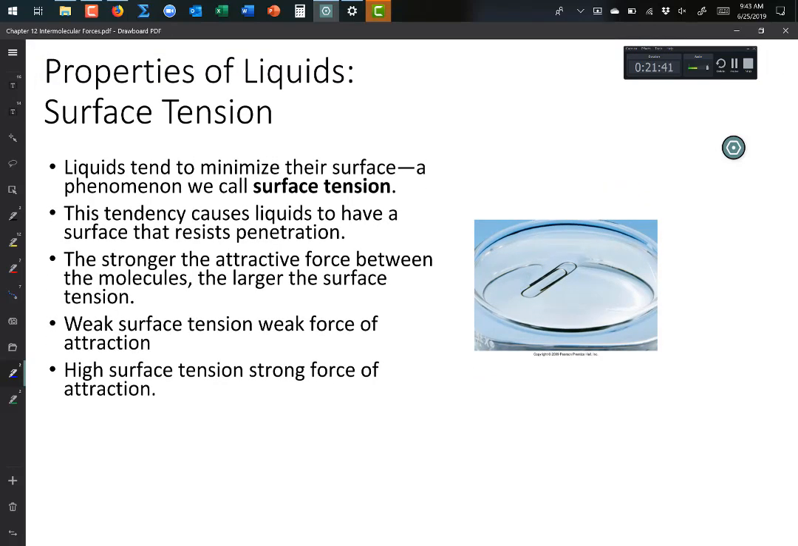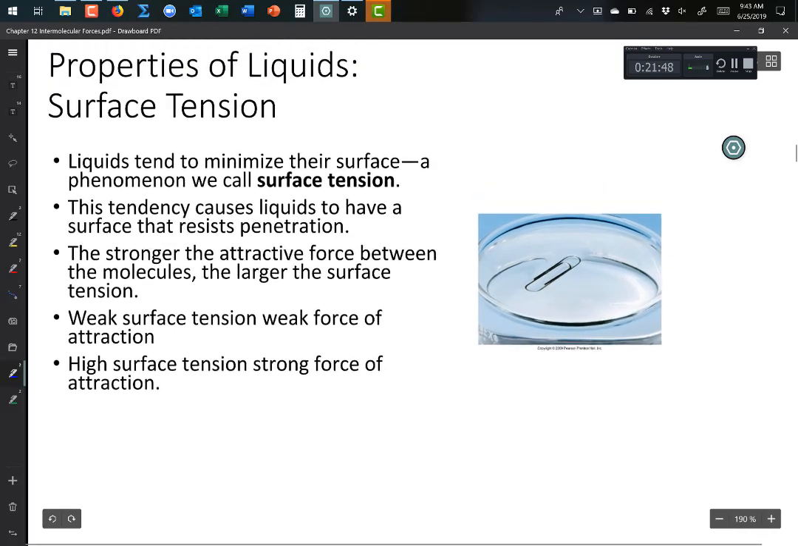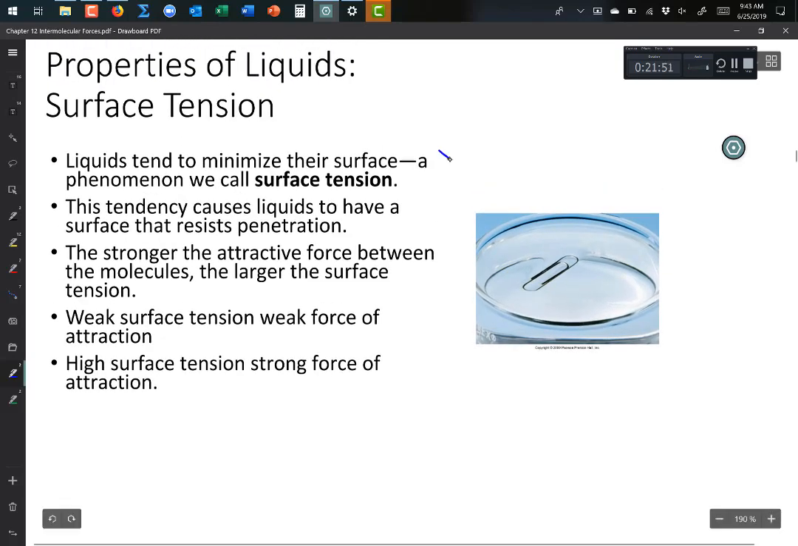Okay, so some other properties of liquids. One of them is surface tension. Now, the technical definition is kind of weird. Surface tension is the tendency for a liquid to minimize its surface area. For how many of you does that mean nothing? It means nothing to me. What does minimize the surface area mean? It means the tendency for liquids, without any other force on them, to form a sphere. The minimum surface area is actually a sphere.